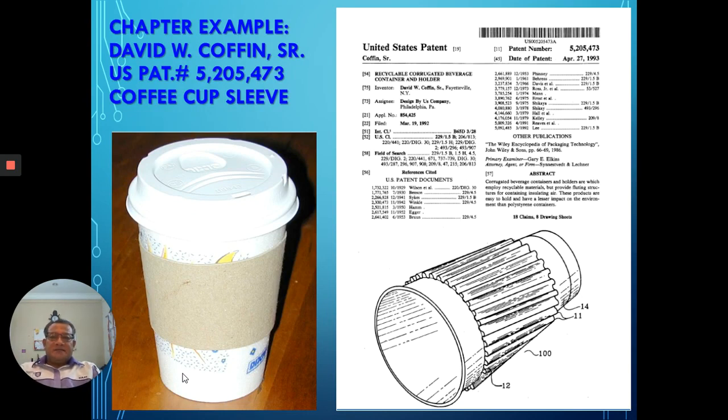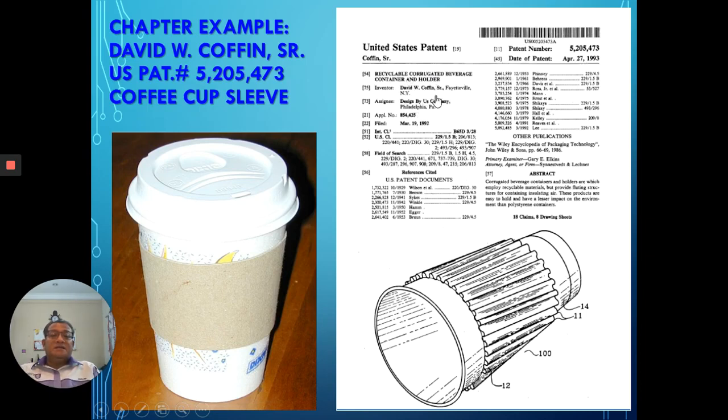This is a very specific example in the textbook, a patent showing an insulated layer for hot drink cups, right? However, the design is made from corrugated board. So if you go to the US Patent Office, you can check this patent number. You can see when it was filed. It was filed in 1993 by an inventor named David Coffin Senior, and it is named as recyclable corrugated beverage container and holder.